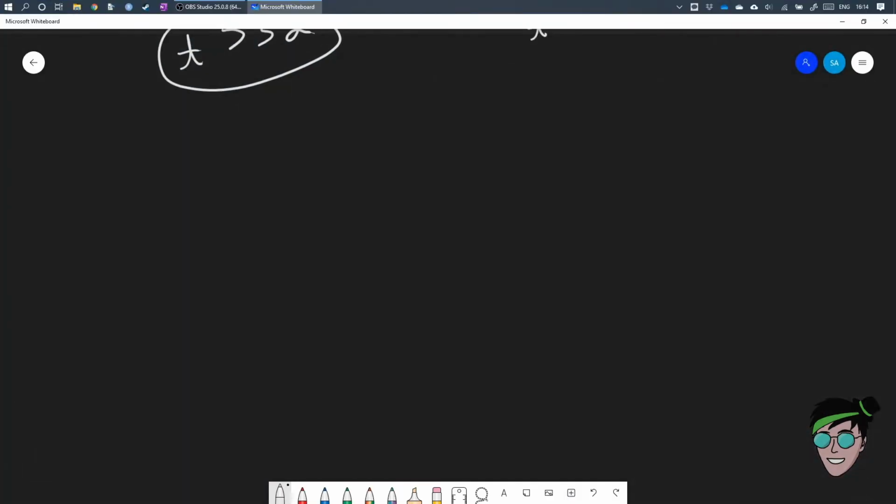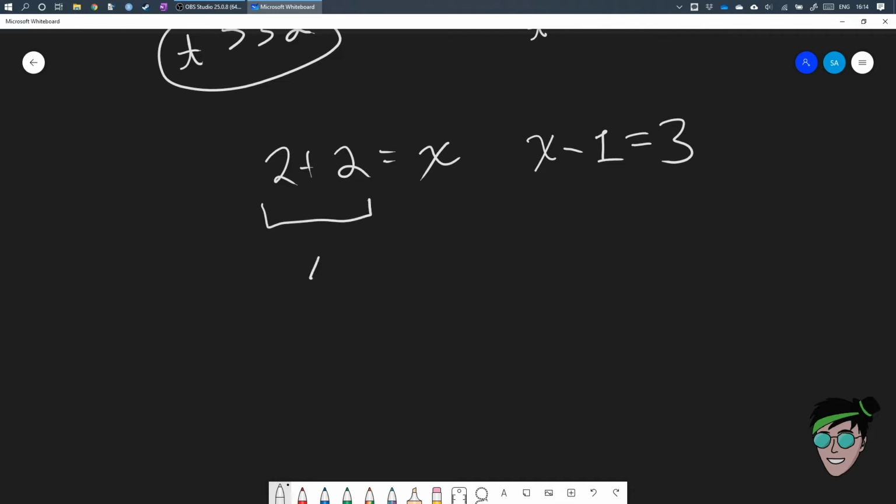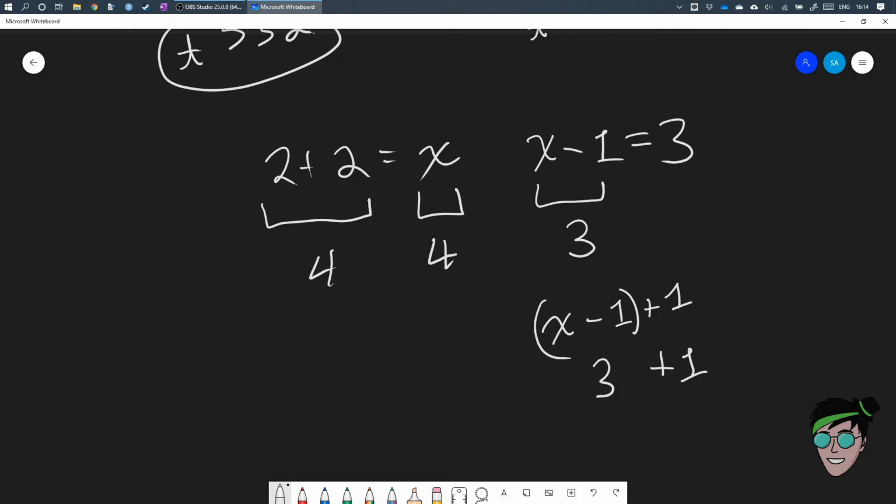Remember our quick maths? 2 plus 2 equals x, and x minus 1 equals 3? Remember that these essentially mean that the left side and the right side are equal. So the left side 2 plus 2 is 4, which means x is 4. Or in this case, x minus 1 must be 3, so x, which is x minus 1 plus 1, must be 3 plus 1, which is 4.